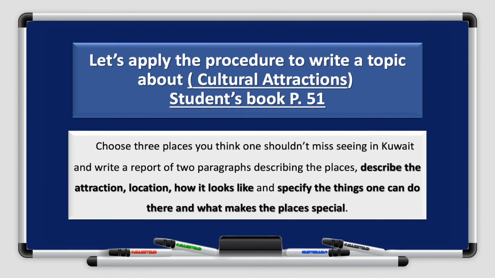Now, let's apply the procedure to write a topic about cultural attractions. You can find this task in your student book, page 51. The task tells you to choose 3 places you think one shouldn't miss seeing in Kuwait and write a report of 2 paragraphs describing the places. Describe the attraction, location, how it looks, and specify the things one can do there and what makes the places special.